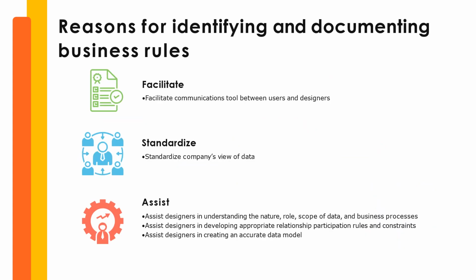So why do we need to identify and document business rules first? First, they facilitate communication between users and designers. Since we are creating a database for the users, it is important that we have a tool that we can use to communicate with our users. Next is standardization. We need to have a standard view of data of the company. As we all know, if we have different departments in a company, they might have different ways of handling data that should be the same. So it is important that we identify the business rules so that we would have a standardized view of the data company-wide.